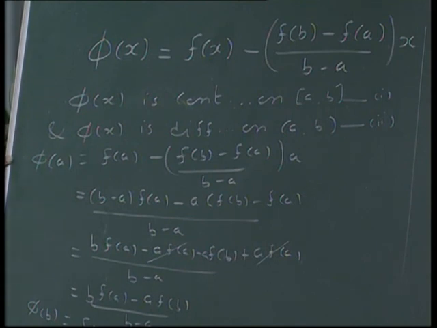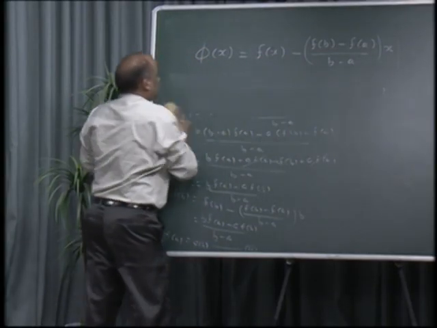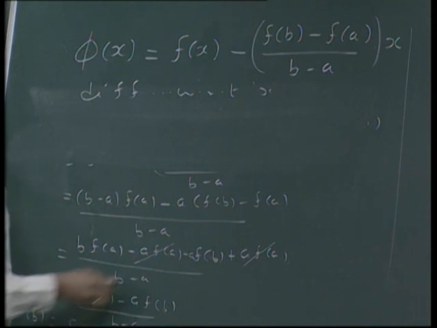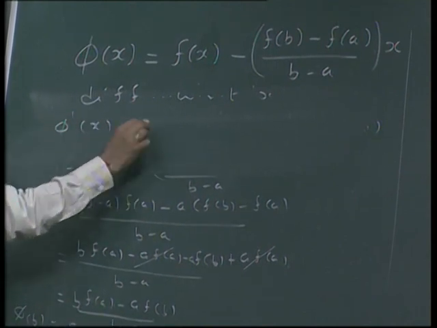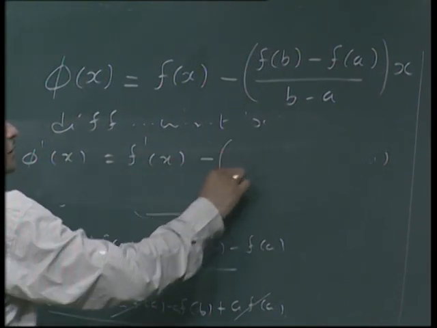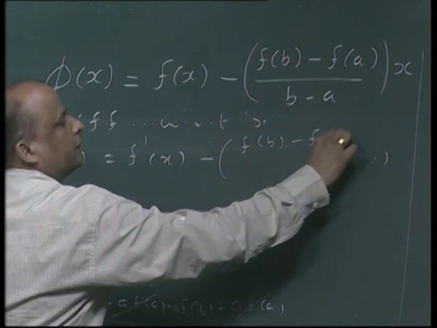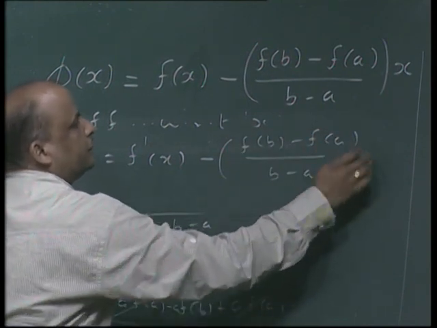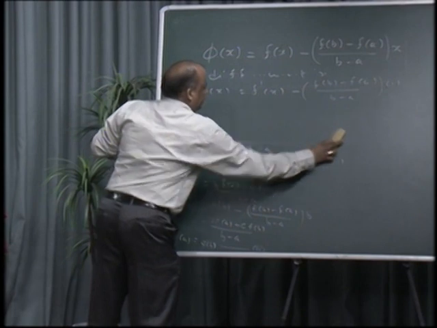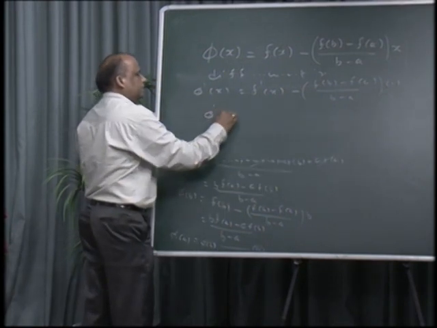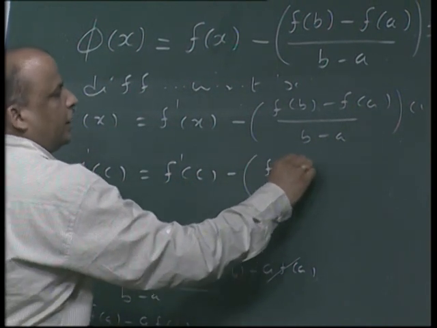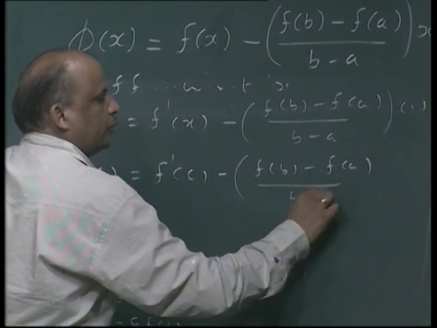So, now we will find the derivative of this function, differentiating with respect to x. This phi dash x is the derivative of f minus (f(b) minus f(a)) upon (b minus a) into 1, and therefore the derivative at c is f dash c minus (f(b) minus f(a)) upon (b minus a).